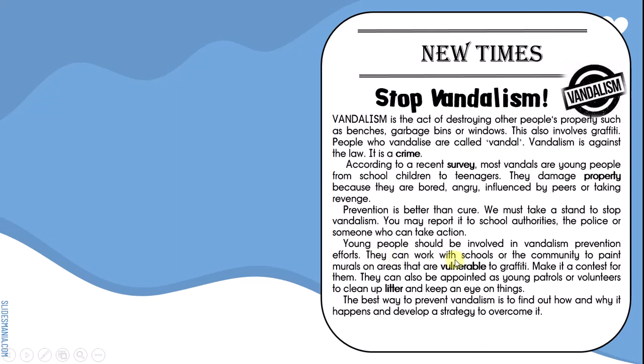They can work with schools or the community to paint murals on areas that are vulnerable to graffiti. Make it a contest for them. They can also be appointed as young patrols or volunteers to clean up litter and keep an eye on things. The best way to prevent vandalism is to find out how and why it happens and develop a strategy to overcome it. Okay, did you read with me?